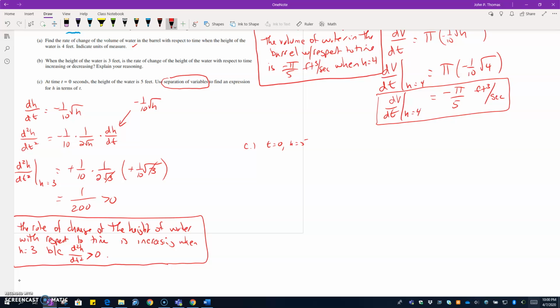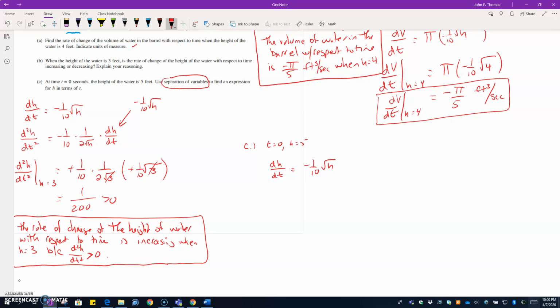Use separation of variables. Now right there I want to think differential equations. And they kind of hit it within another problem, but that's really what they're asking you to do, which is to find a specific solution for the differential equation that we're given in this problem. Now we know dh/dt equals negative 1/10 root h, and they've told us to use separation of variables, so they were very directive here.